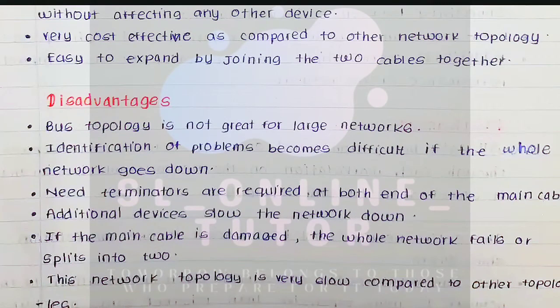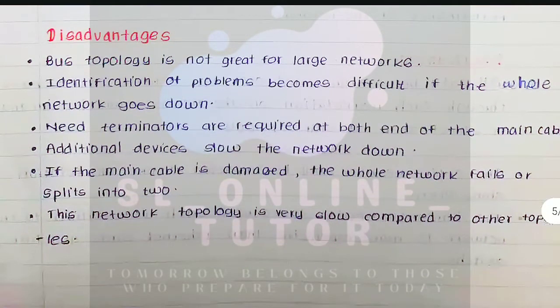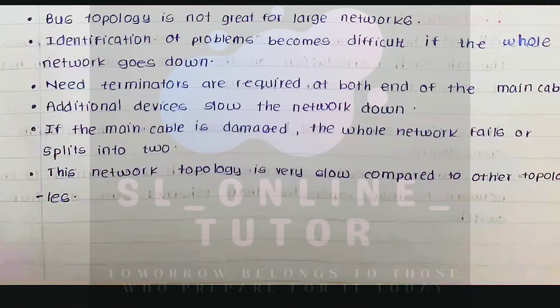Terminators are required at both ends of the main cable. Additional devices slow the network down. If the main cable is damaged, the whole network fails or splits into two. This network topology is very slow compared to other topologies.